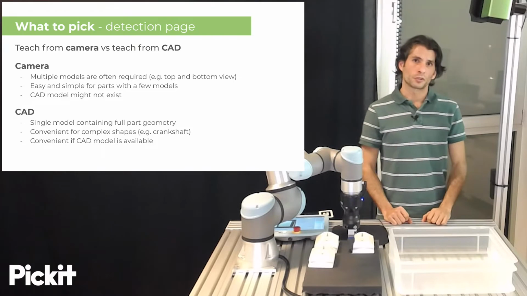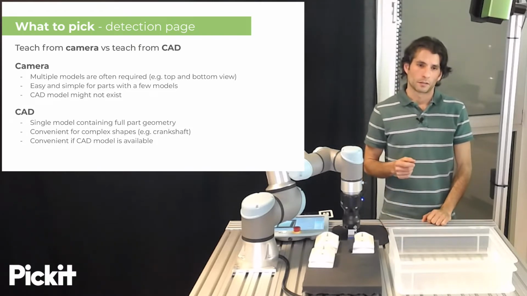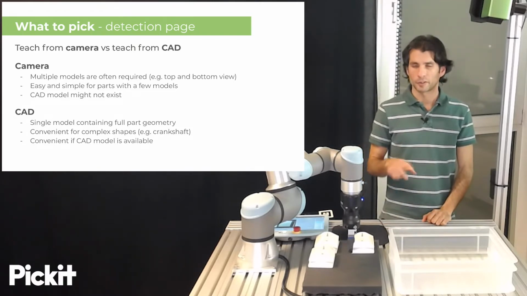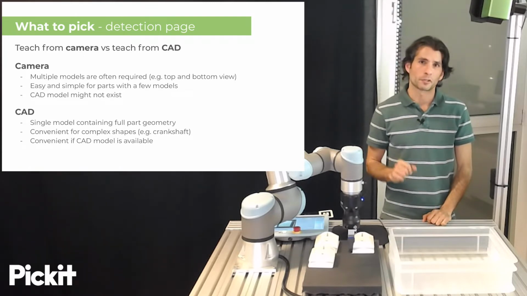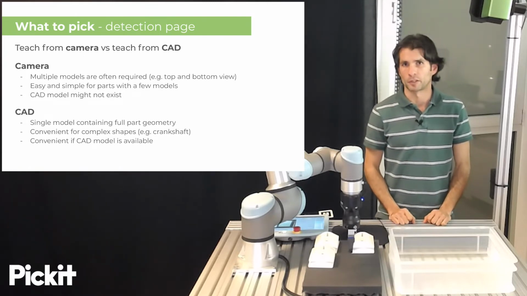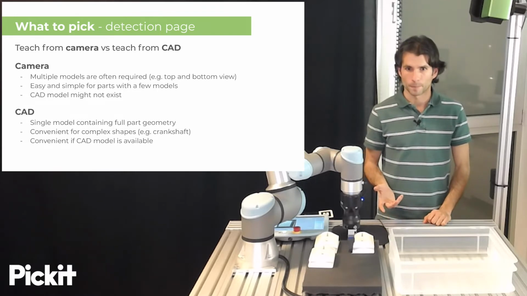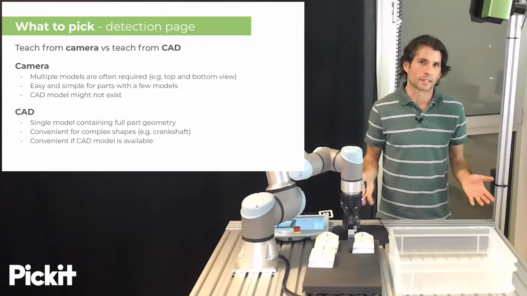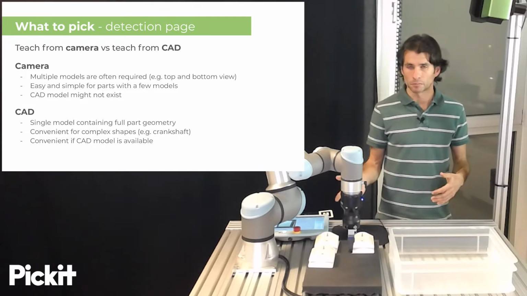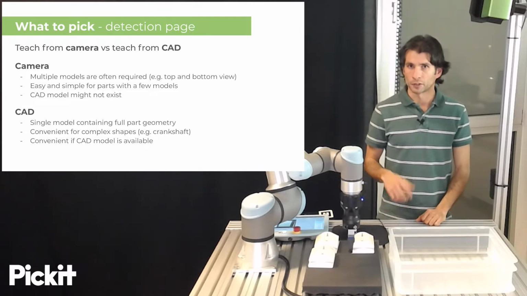Now, when you teach from CAD, there's the benefit that you end up with a single model that contains the full part geometry. This is especially convenient when you deal with complex parts like a crankshaft. Also, it is really convenient if you have a CAD model readily available. You simply upload it and then you're ready to go.